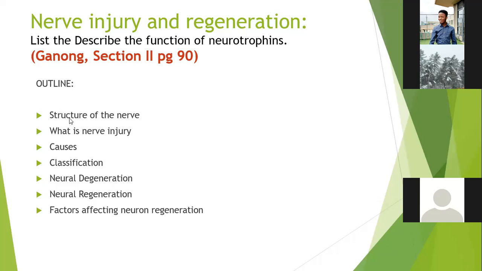So the first thing I will address very quickly, which I have also touched on, is the structure of the nerve. Then we'll see what is nerve injury, what are the causes of the different nerve injuries, what are the classifications of the injury, what is neurodegeneration, and what is neuroregeneration. Then finally, we'll see what are the factors that affect neuron regeneration.